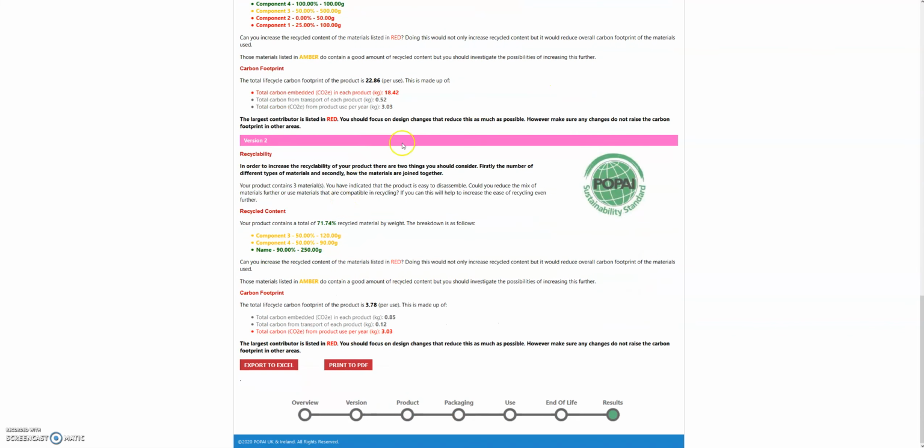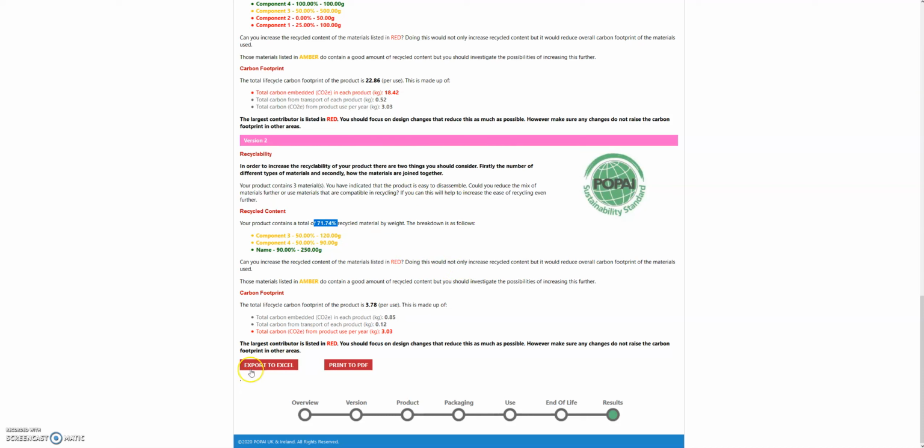Same for version 2, you'll see some different results. This one in particular, the biggest impact is actually from use in terms of carbon. And again, all of the components have some recycled content. So they all score fairly well, and the overall is 71.74%. So that's some basic advice.